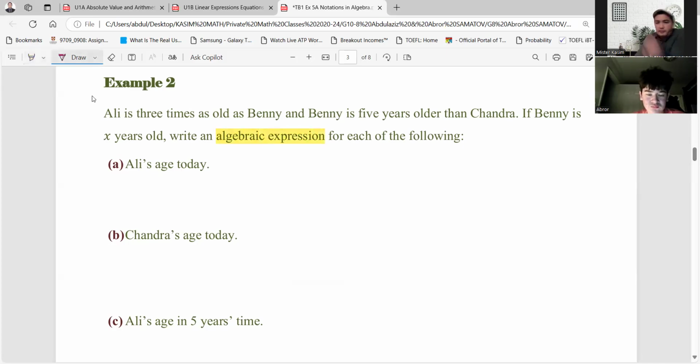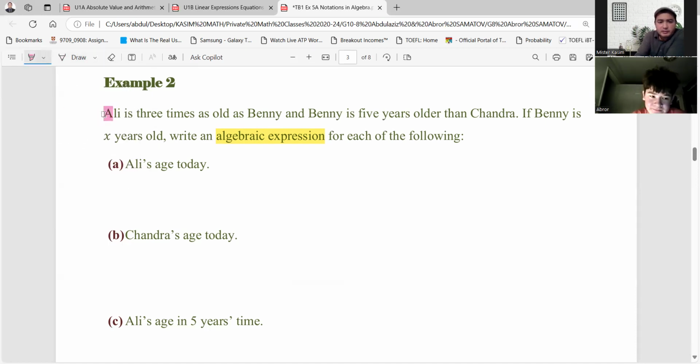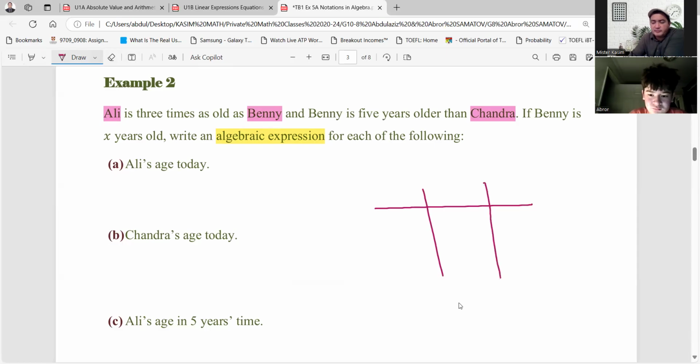Now I will show you one method, Abror. When you are dealing with this kind of question, I suggest you make a table. How many people are we talking about in this problem? Three. It is Ali and Benny and Chandra. So I'm going to make a table that has 3 columns. Let me write their names at the top: A for Ali, B for Benny, and C for Chandra.